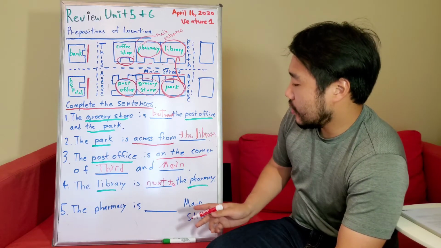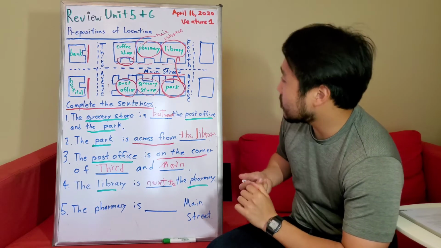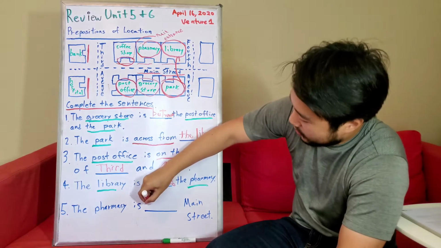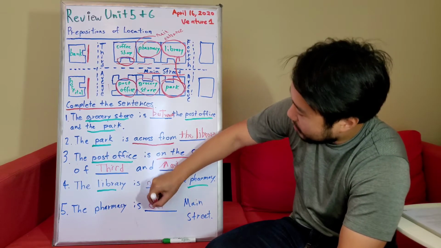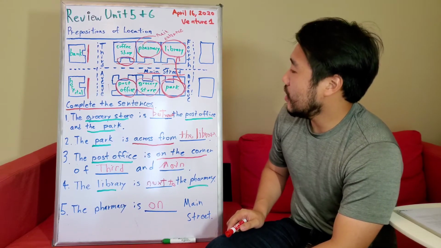And number 5, the pharmacy, same thing. The pharmacy is blank Main Street. So it's on Main Street. So I think that was pretty easy.